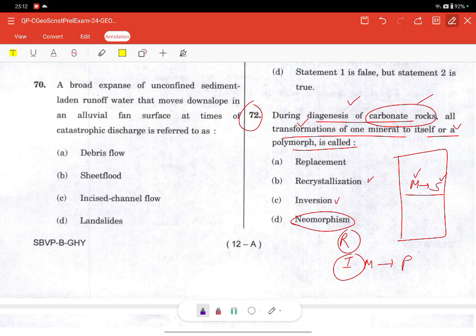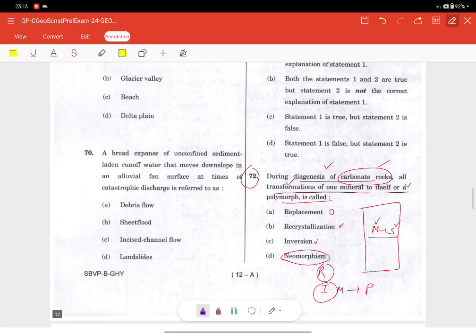Okay, now we have to go through this aragonite to calcite. So neomorphism is the correct one, but replacement is something where one mineral gets replaced by another mineral, like calcite is replaced by silica, so it is not to itself or a polymorph. Recrystallization is one mineral to itself, and it does not include any polymorphic change, and inversion is only polymorph change, and that is too narrow. So neomorphism is the correct answer.